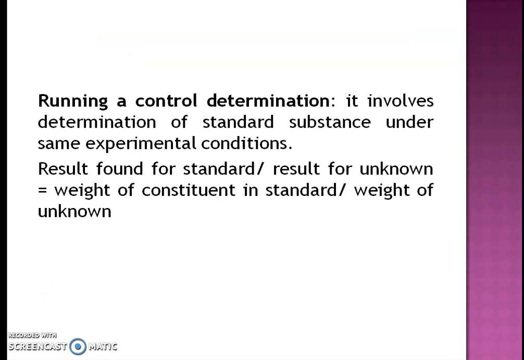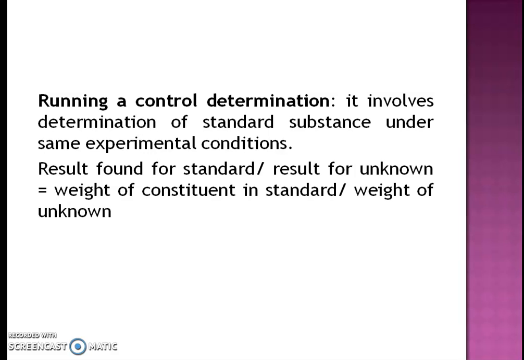Next method is running a control determination. Here what we do, we carry out determination of the standard substance under the same experimental conditions. So along with our test sample, we also carry out analysis of a standard substance. Then the result of the two can be compared, and it helps us in identifying the error.